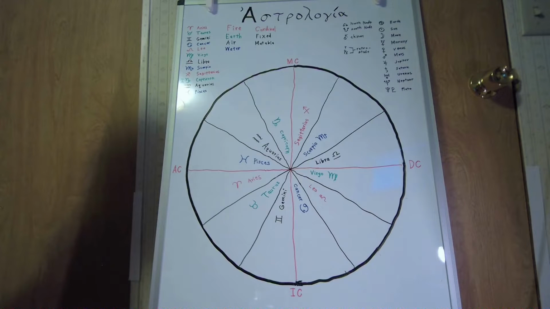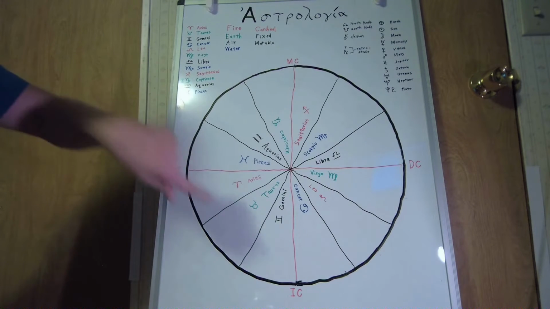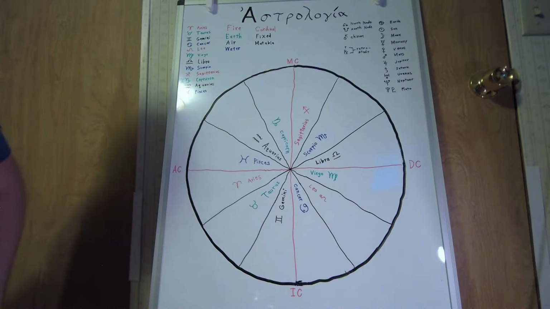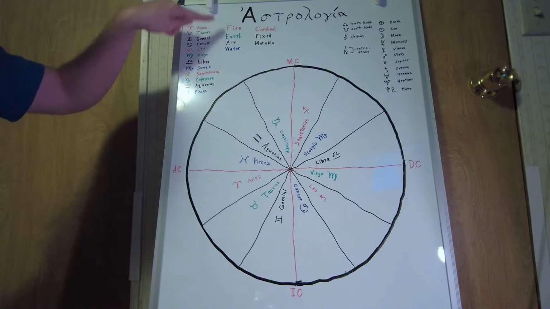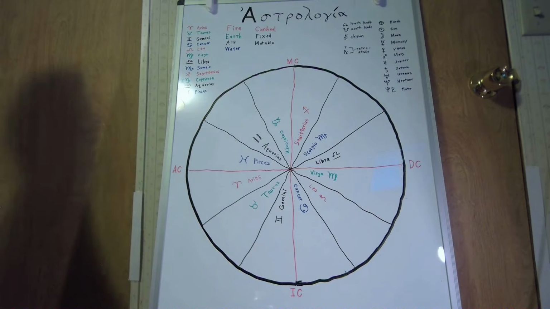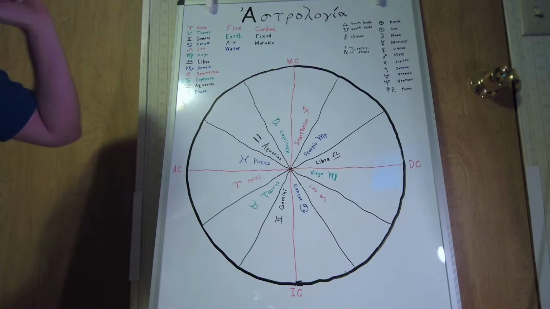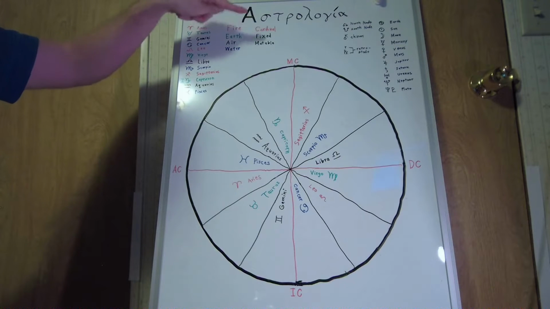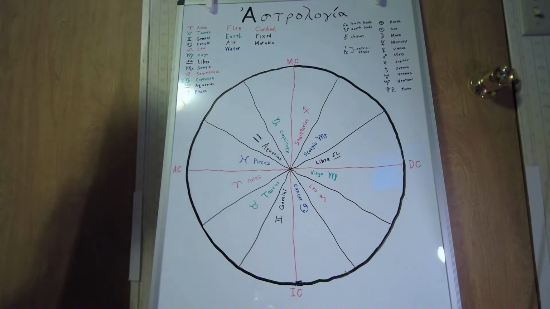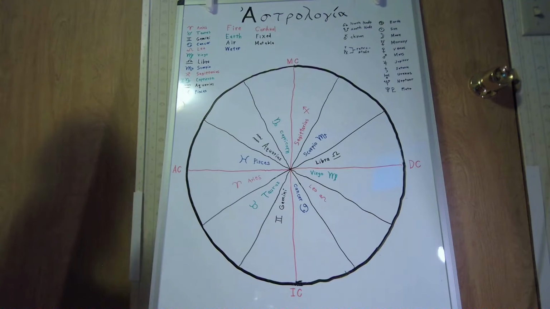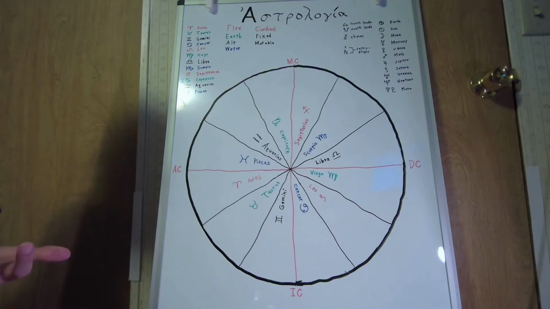And every one of these signs is going to be one of those elements. But there's also something else. A sign is also going to be one of these: cardinal, fixed, or mutable. Now, cardinal signs have initiative and are enthusiastic. Fixed signs are resistant to change. And mutable signs are adaptable and flexible.